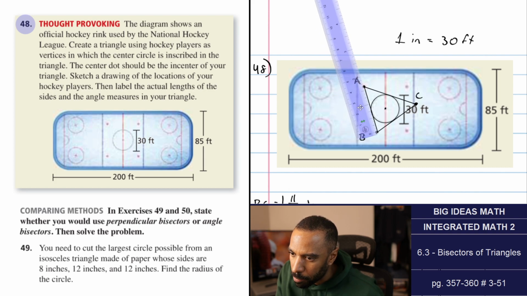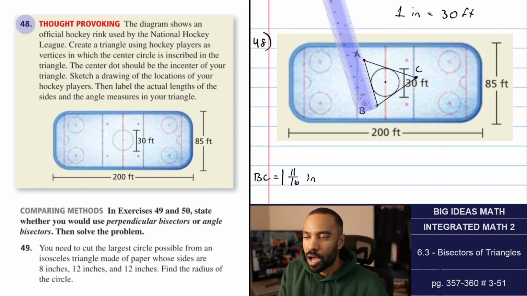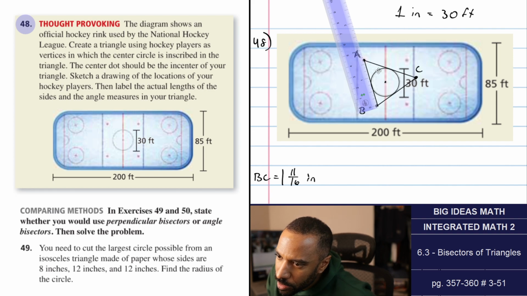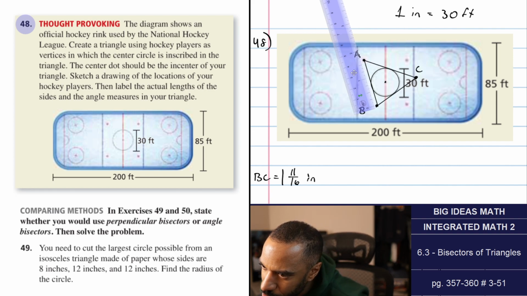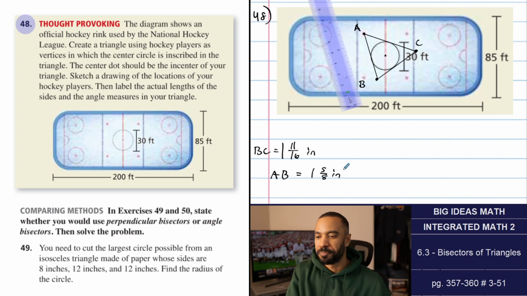Really, this is a lot easier on paper. This is really hard for me to see what I'm measuring. I'm sure you can tell. This next one here is like 1 and, this is pretty close, it's 1 10/16, so 1 5/8. So AB is 1 5/8 of an inch. Again, we're going to do the proportions in a bit.